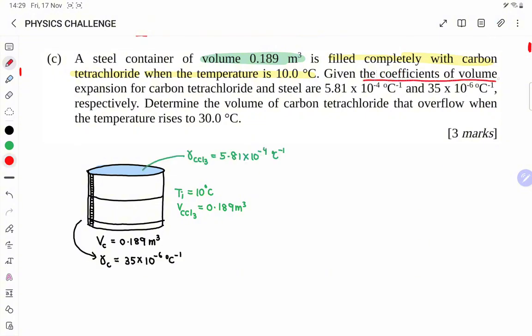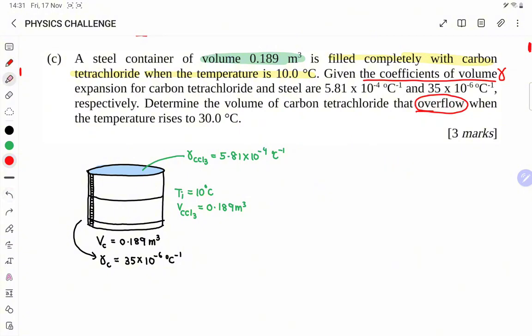Given the coefficients of volume expansion, the gamma for the carbon tetrachloride is 5.81 times 10 to the power negative 4, and for the steel it is 35 times 10 to the power negative 6. If we compare the values, the gamma for carbon tetrachloride is bigger than that of the container. This means that when heat is applied to the container together with the carbon tetrachloride, the carbon tetrachloride can expand more. It's easier for it to expand, and that will cause overflow.